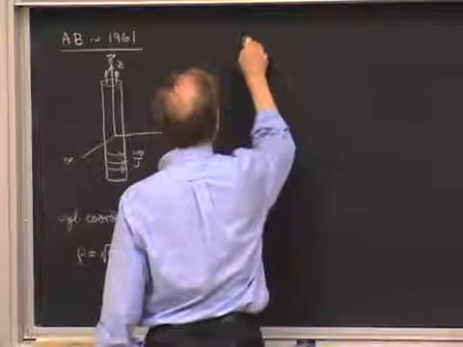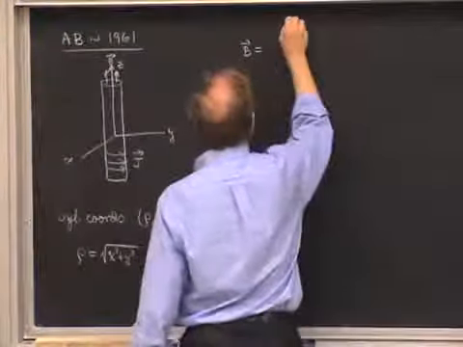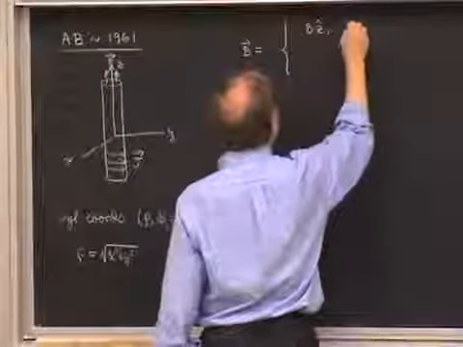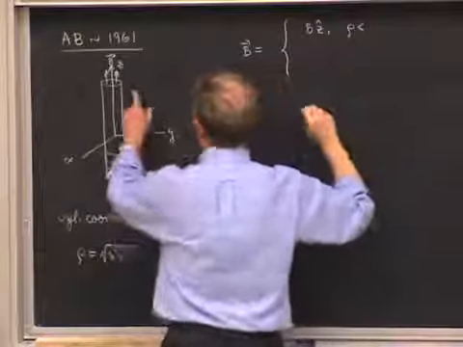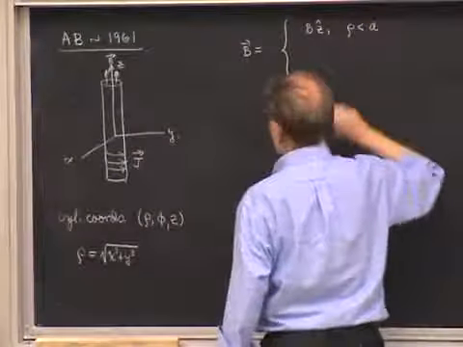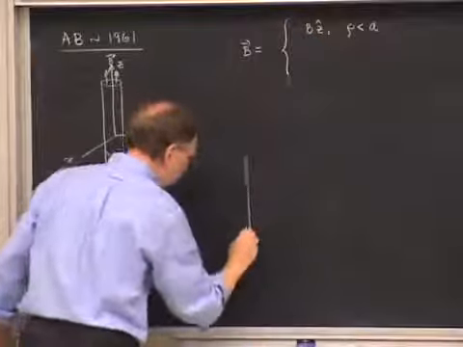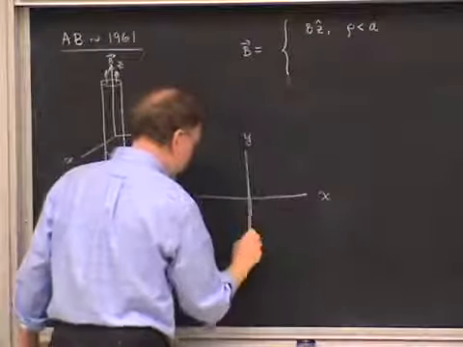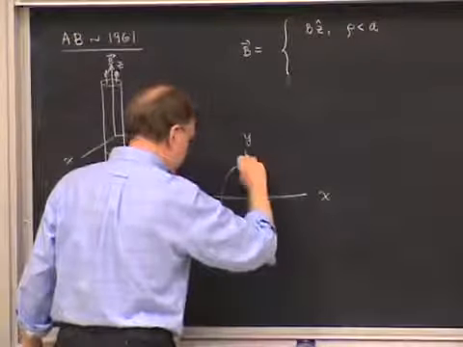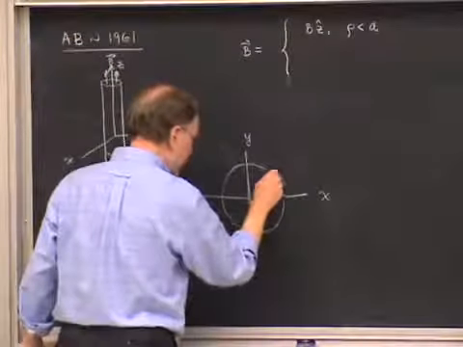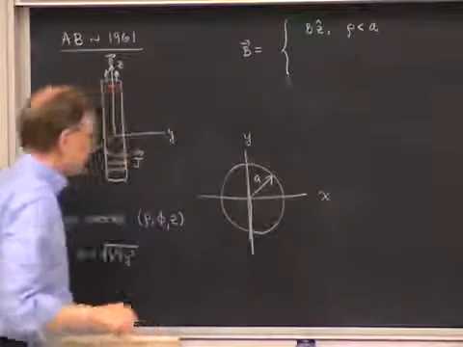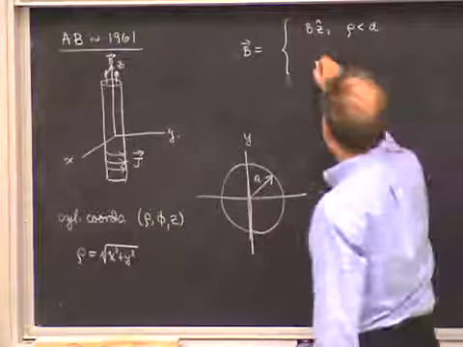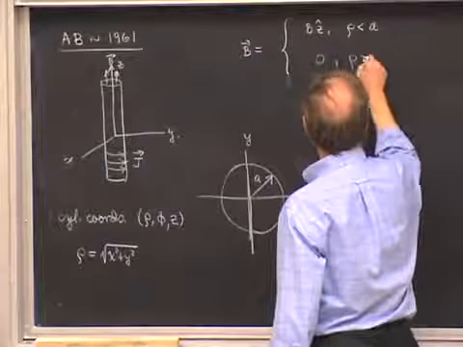So the magnetic field is equal to, let's just say magnitude B times z hat, if the radius is less than the radius of the solenoid. Let's call that a as the radius of the solenoid. In fact, allow me to make another picture to look at this from above. We look at the solenoid from above, so in the xy plane, I'll draw the solenoid somewhat larger now. Let's say the radius is a, like this. So if you're inside, the magnetic field is constant. If you're outside, the magnetic field is zero.